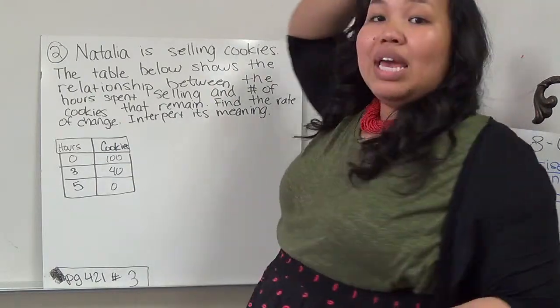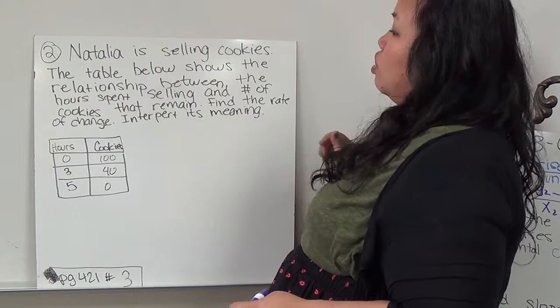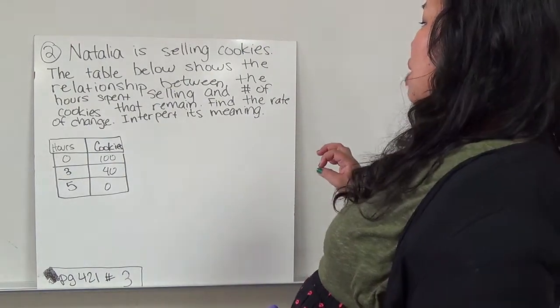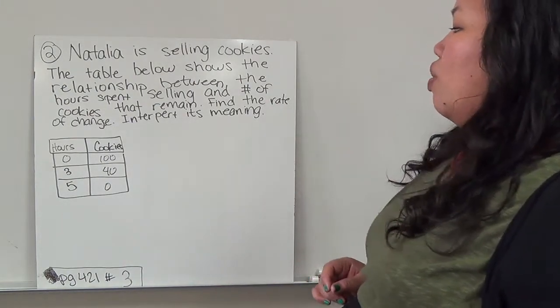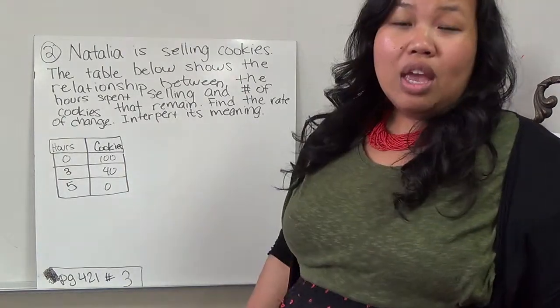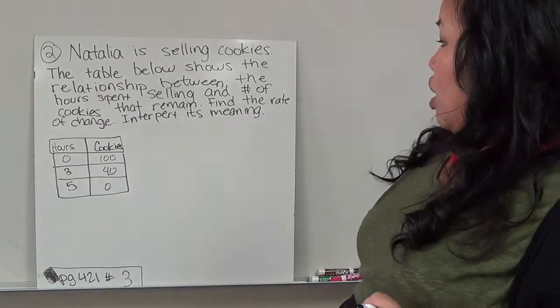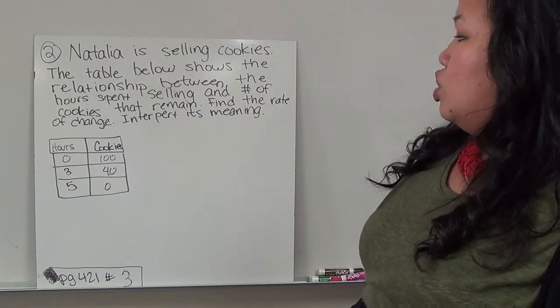So number 2, it says Natalia is selling cookies. The table below shows the relationship between the hours spent selling and the number of cookies that remain. Find the rate of change. Interpret its meaning. Okay? In order for you to do rate of change, you can only focus on 2 points at a time.